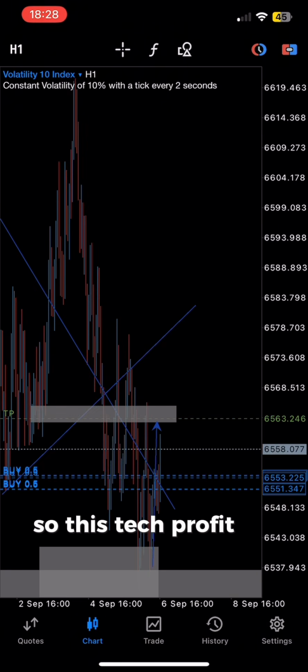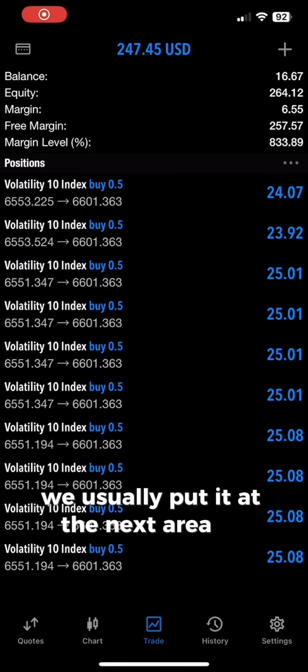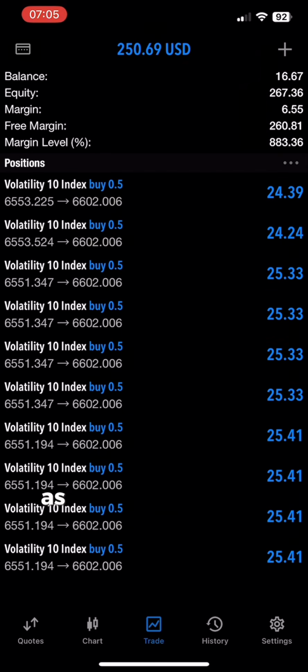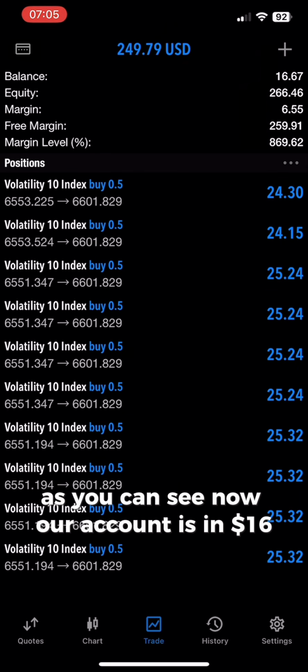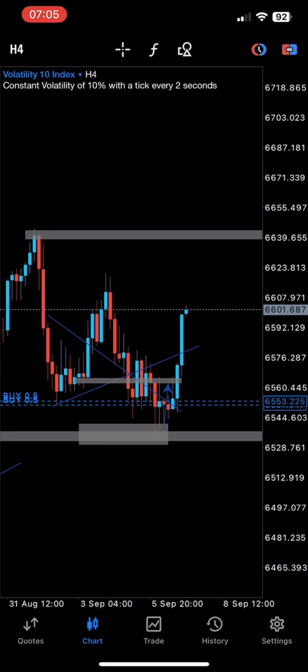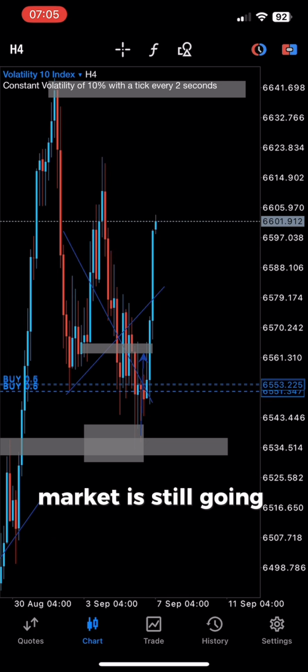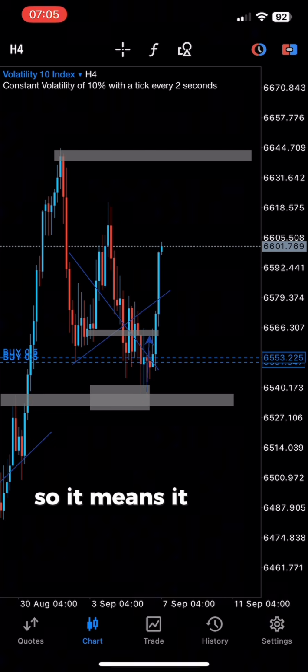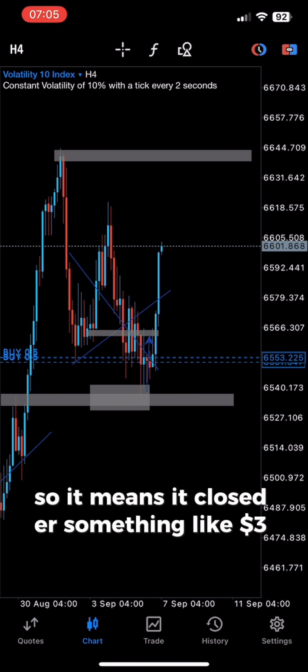This take profit, we usually put it at the next area of confluence. And then after some time, that take profit was hit. As you can see now, our account is at $16 and the market is still going up. So the take profit was hit, which means it closed something like $3 or so.